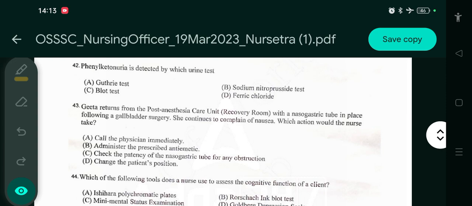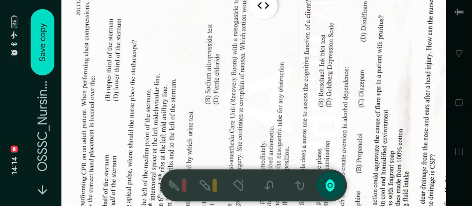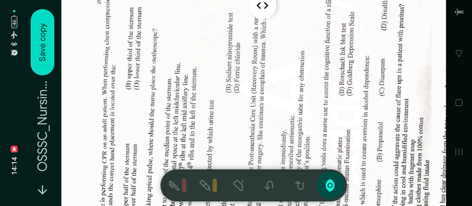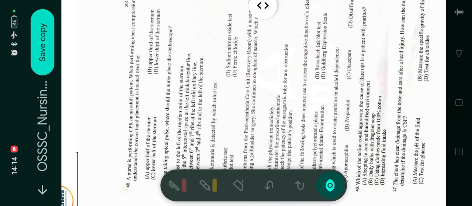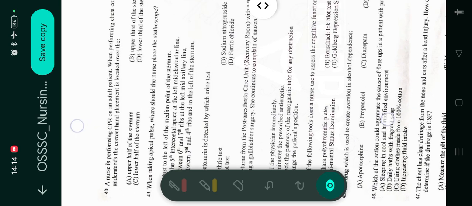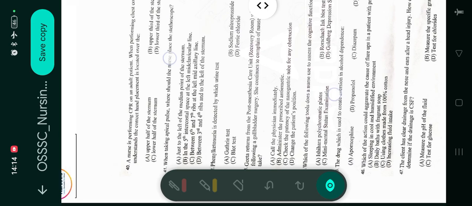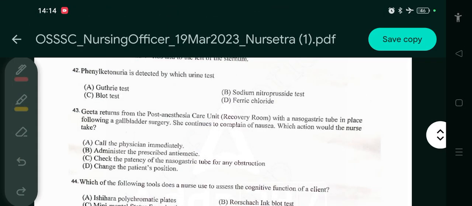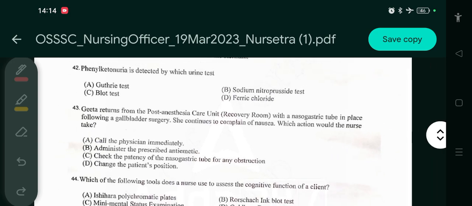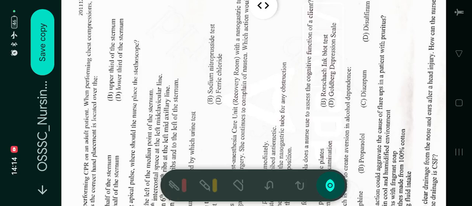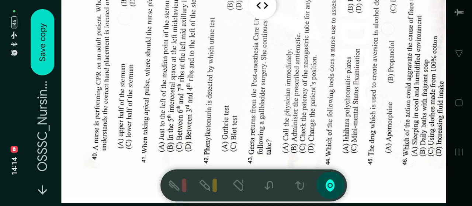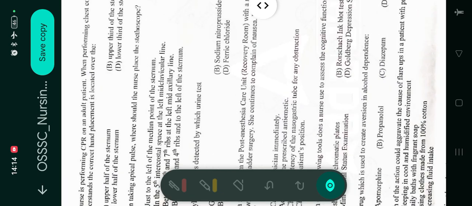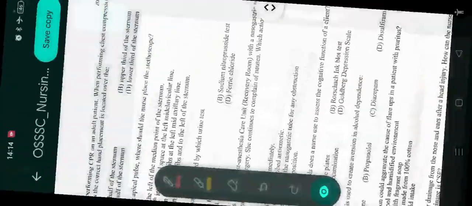Phenylketonuria is detected by which urine test? A, Guthrie test. Sorry for misinterpretation. B, sodium nitroprusside test. C is the blood test, and D is the ferric chloride test.